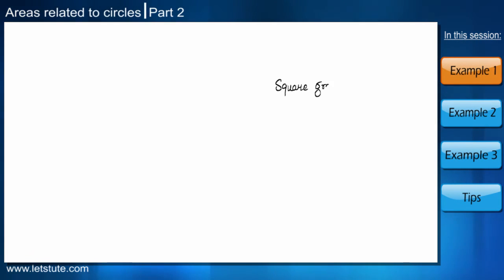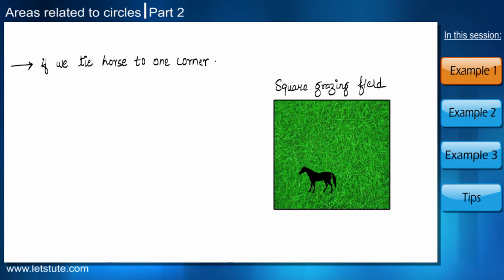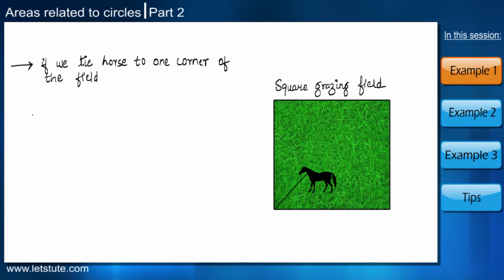Consider a field which is in a shape of a square and a horse is grazing in that field. This means the whole field is available for the horse to graze the grass. Now suppose if we tie the horse to one corner of the field in such a way that he is not able to cover the entire area, then what area will he be able to graze?